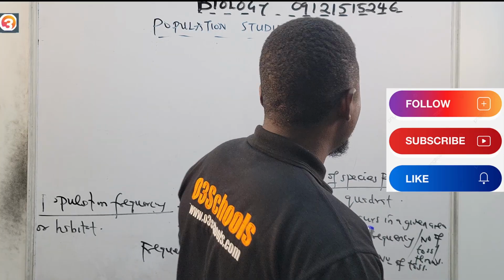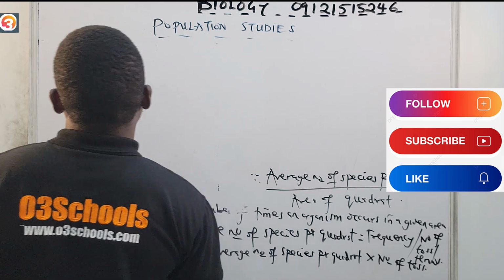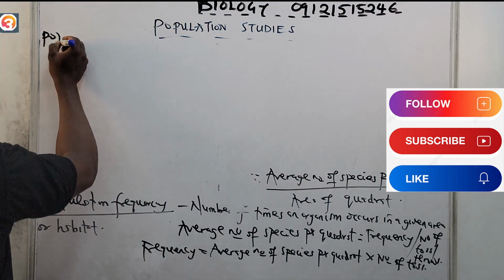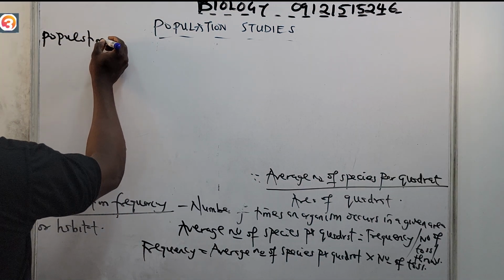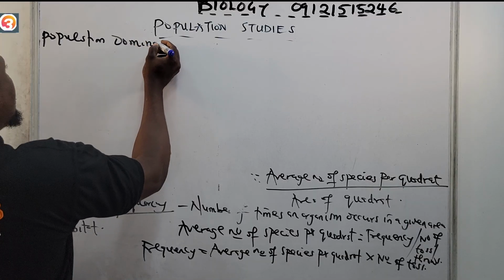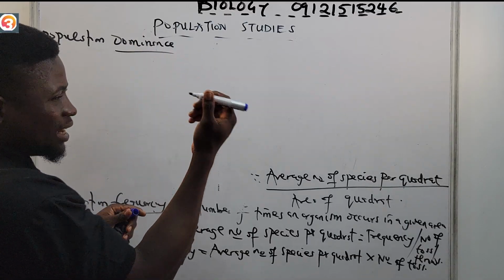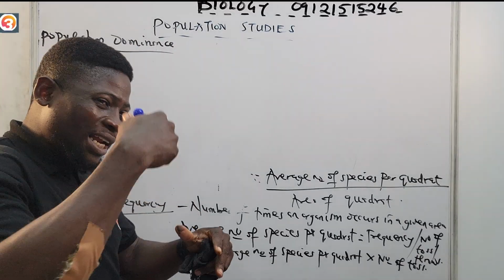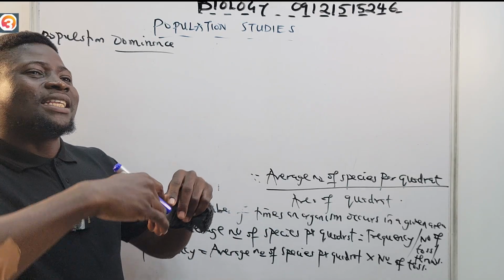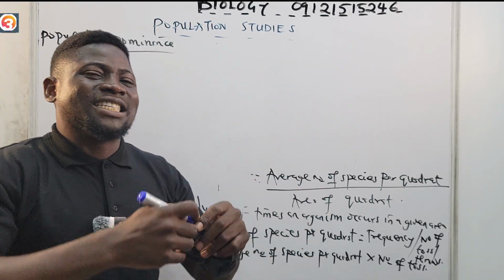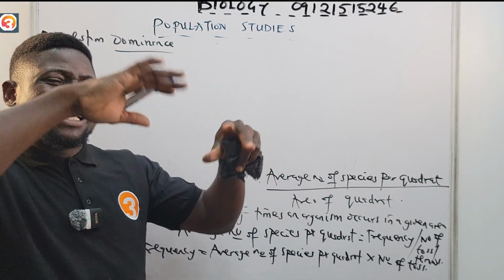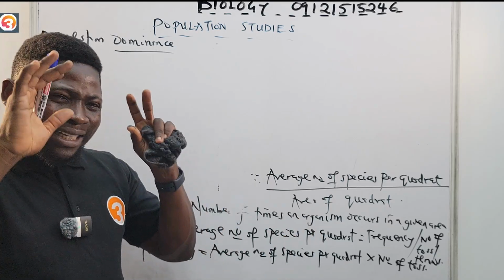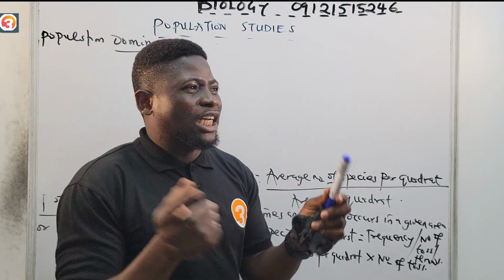All right, so now let us see what population dominance is. Okay, we say that population dominance, even from the word dominance, you know that it is a particular species or organism that is more in number, more in size, in a particular habitat. So that's population dominance.